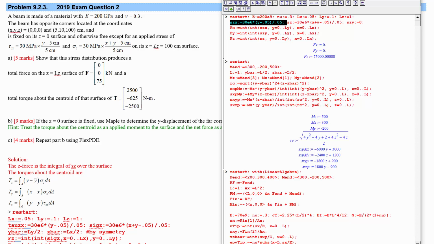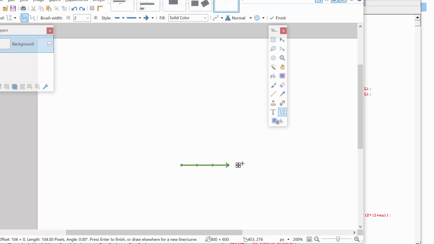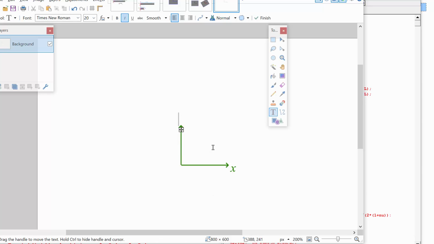Maybe we should draw out this surface actually. This is not quite the directions that we need. What we need is X going to the right and Y going up. Very, very amazing, I know.